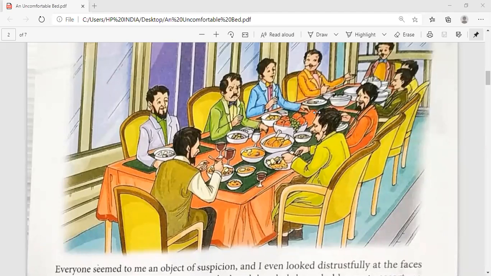So he made some guesses. The first guess was that he was going to receive a shower bath from overhead. And secondly, when he would sit on the bed, he would fall down with the mattress. These were the two guesses he made.